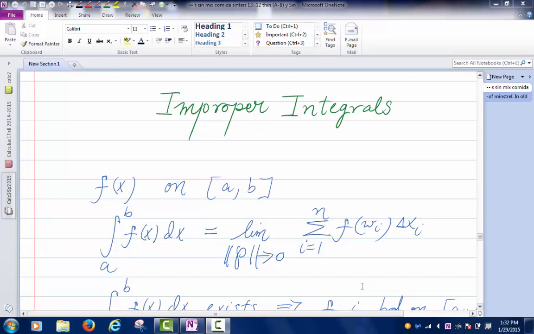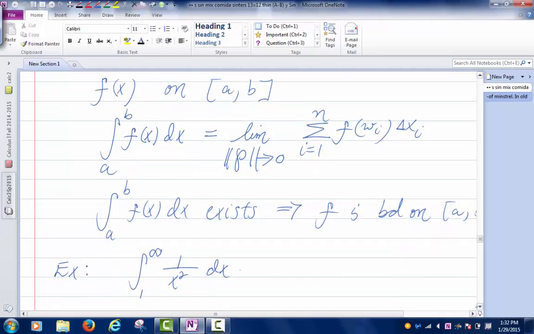Okay, so let's start improper integrals. So once again, let f of x be a function on a closed bounded interval from a to b. It's a finite interval. And we defined the integral from a to b of f of x dx to be the limit of the Riemann sum of f, right? As the number of partition points goes to infinity, or as the lengths of the subintervals go to zero.